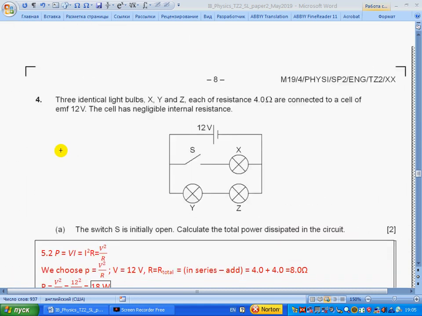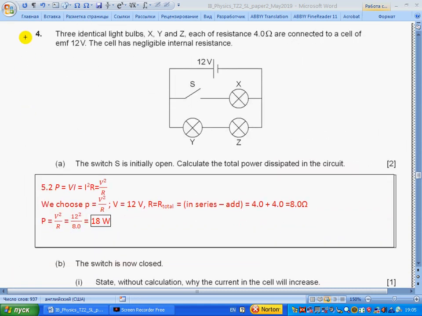Now we come to question 4. Light bulbs X, Y and Z, each of resistance 4 ohm, are connected to a cell of EMF 12 volt. The cell has negligible internal resistance. A. The switch is initially open. Calculate the total power dissipated in the circuit.